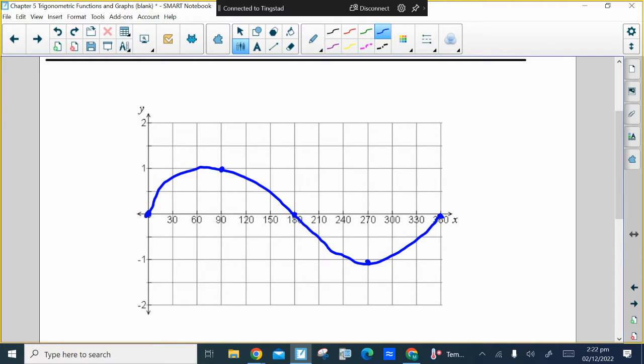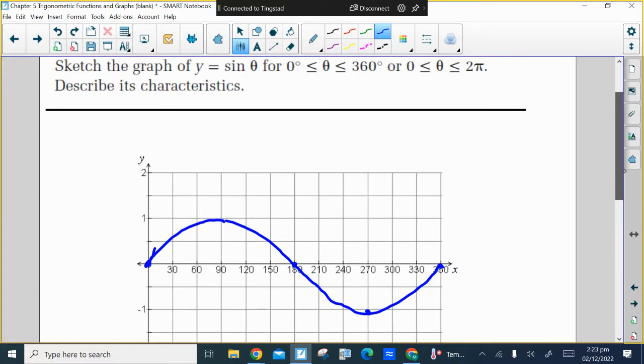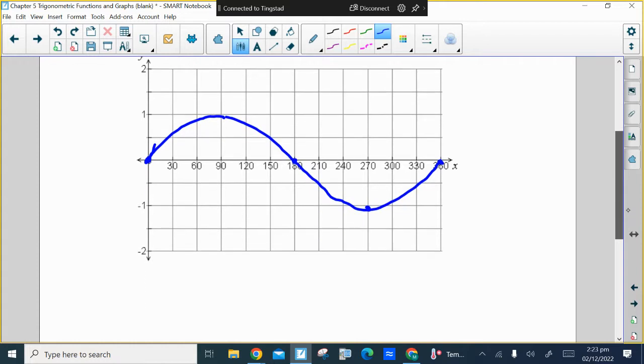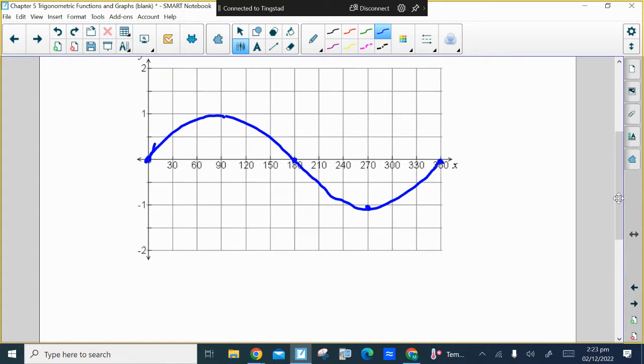Now, we said that every 90 degrees, something significant is happening. You're either at a maximum, a minimum, or back in the middle. We call those critical points. So the graph of sine theta has critical points every 90 degrees. That's one of the characteristics that we're going to talk about.